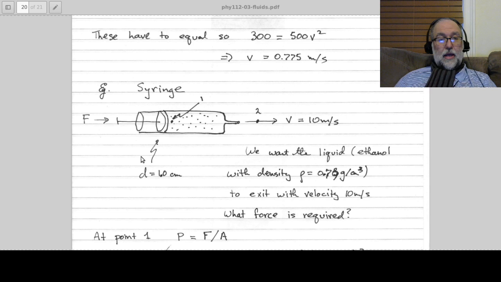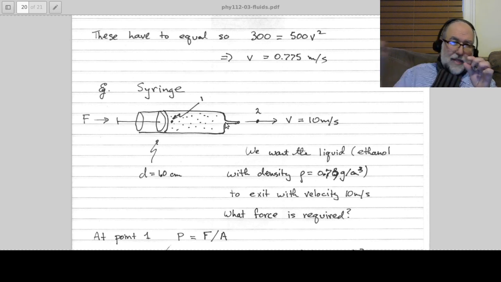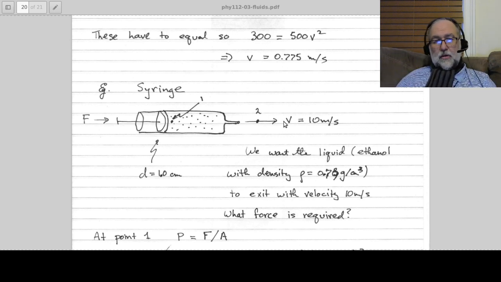It's a syringe. And so here we go. We have a syringe here. And what's a syringe? It's basically a cylinder with a piston in it. And I'm going to apply a force to the piston, you know, squeeze in the syringe like that. And inside here, we have a fluid, an incompressible fluid. And of course, there's a little needle, and it's going to come out through the needle like that.